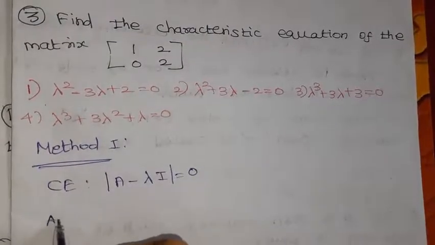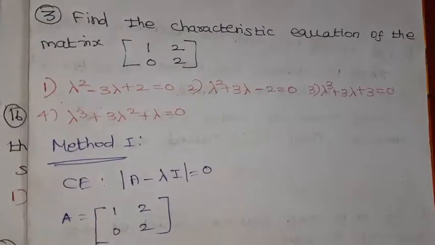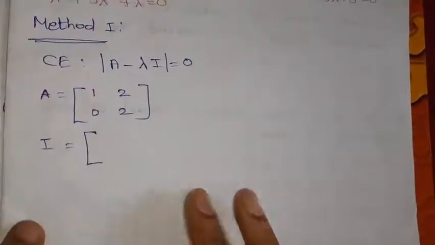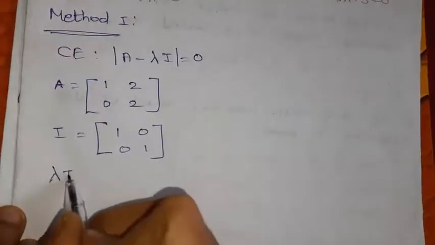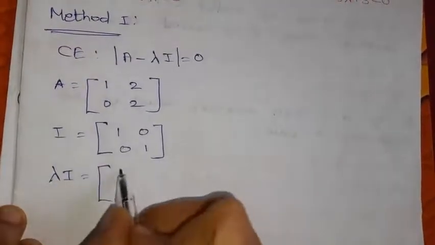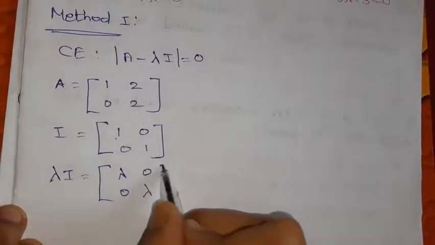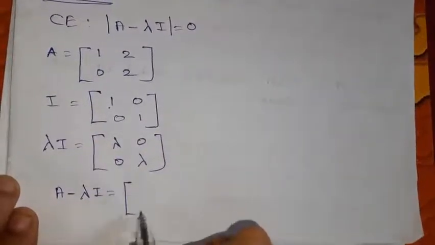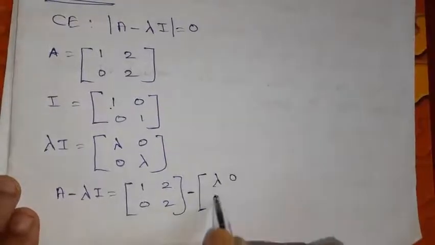So, this is A. A equals the given matrix 1, 2, 0, 2. I for 2 cross 2 is 1, 0, 0, 1. So, lambda into I: multiply by lambda, so we will get lambda 0, 0, lambda. Then A minus lambda I is nothing but this: 1, 2, 0, 2 minus lambda 0, 0, lambda.